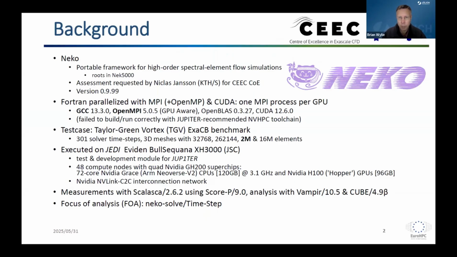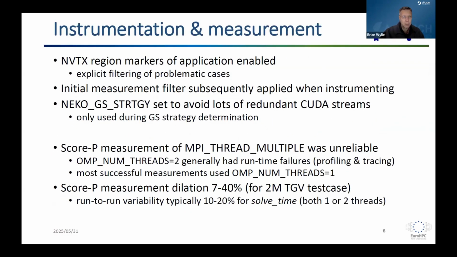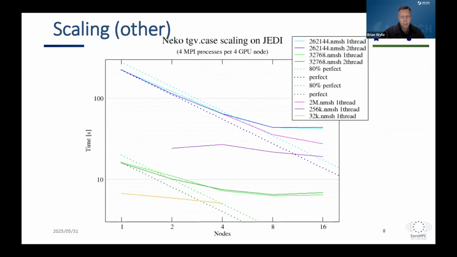Again, a test case was provided. We're looking at not the largest test case, but a moderate size one, which was appropriate for the smaller scale of nodes to which we had access. We had 48 compute nodes that we could use on this system, each with Grace-Hopper superchips. So I'm going to skip through some of the background here.